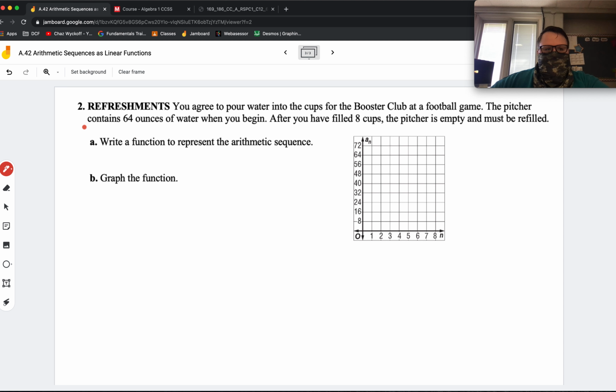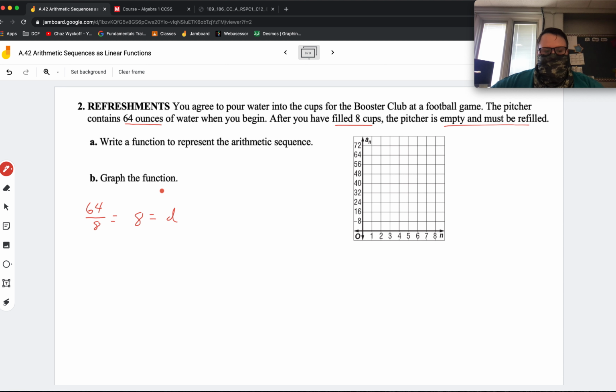Now let's look at the second one. Refreshments. You agree to pour water into cups for the booster club at a football game. The pitcher contains 64 ounces of water when you begin. After you fill 8 cups, the pitcher is empty and must be refilled. So, first thing we want to do is notice that it contains 64 ounces of water. So we're going to start with 64 ounces, but then when we pour 8 cups, it's completely empty. So I'm going to divide 64 by 8, and that's going to give me my common difference. And 64 divided by 8 is 8. And that is going to be known as our common difference.